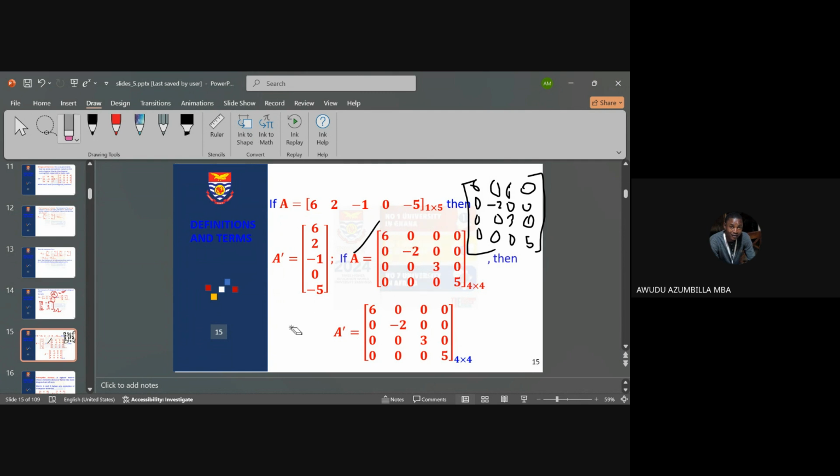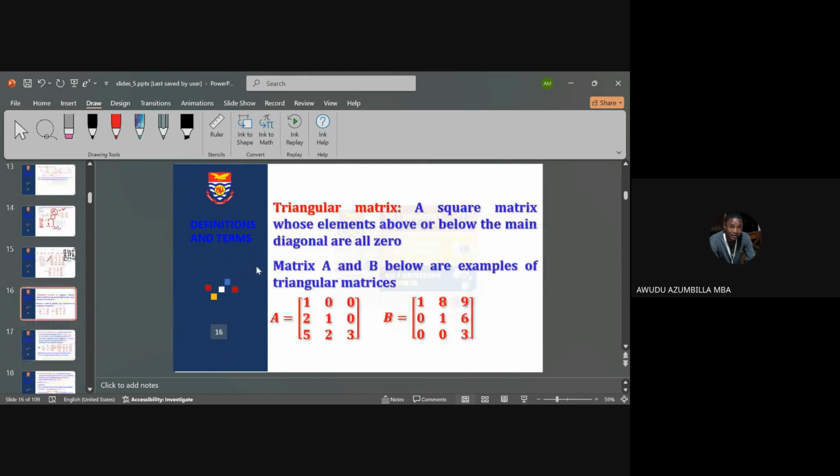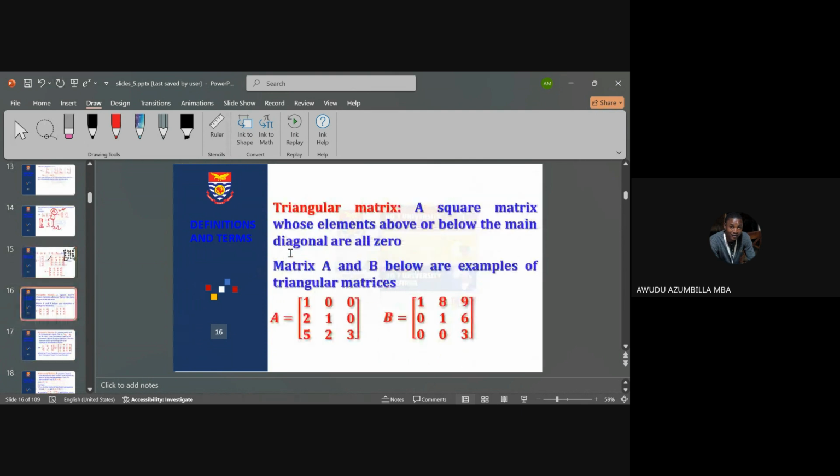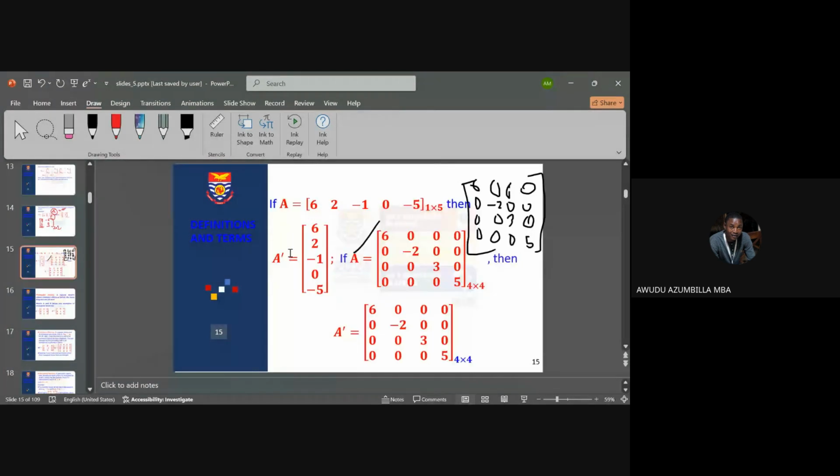There are some matrices that if you transpose them, you will get the same thing. And this matrix is what we call the, yes, I think we'll come to that matrix later. Then we'll look at how it is. Okay, so that's the transpose that we have simply done. Any question on the transpose?